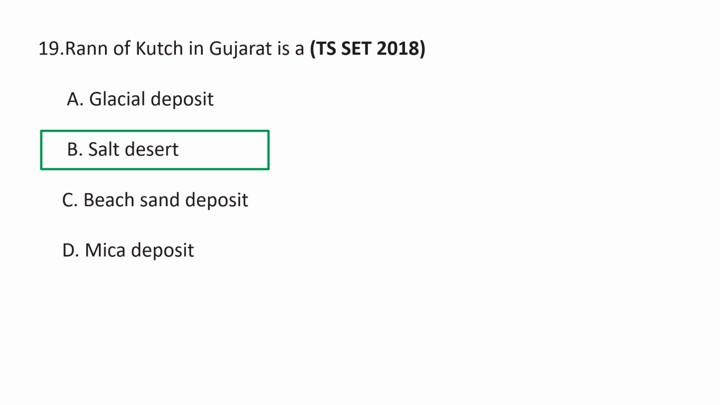It is a salt marsh in the Thar desert in the Kutch district of Gujarat, India. It is about 7,500 square kilometers, or 2,900 square miles in area, and it is reputed to be one of the largest deserts in the world. So B is the correct answer.